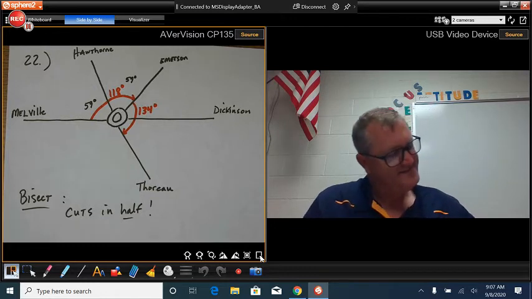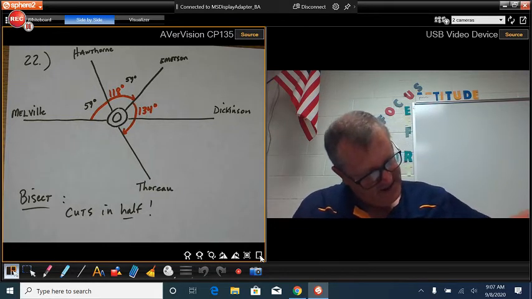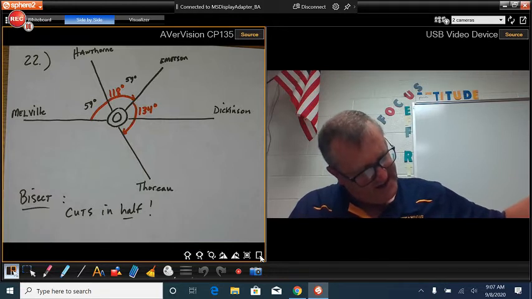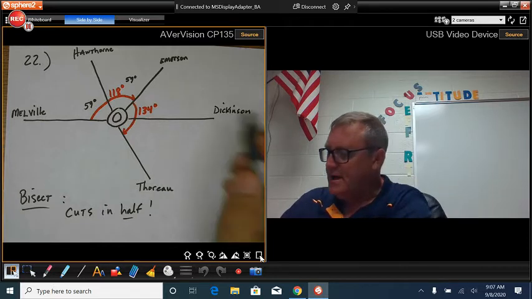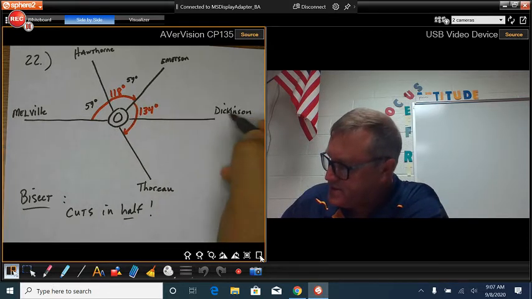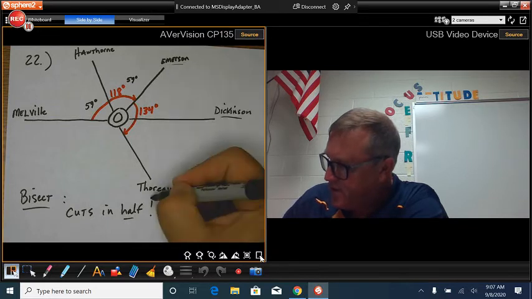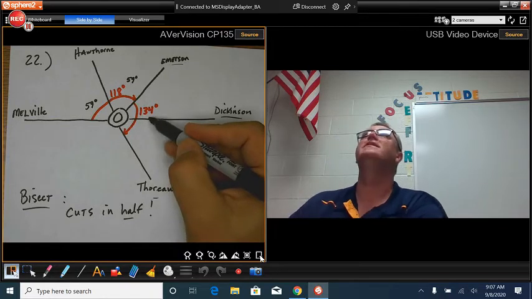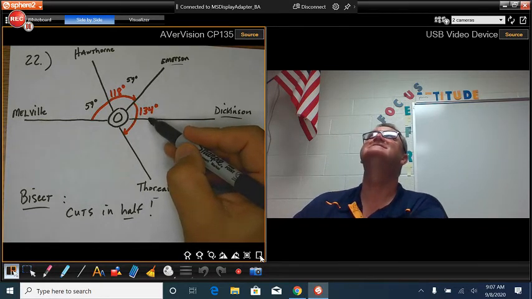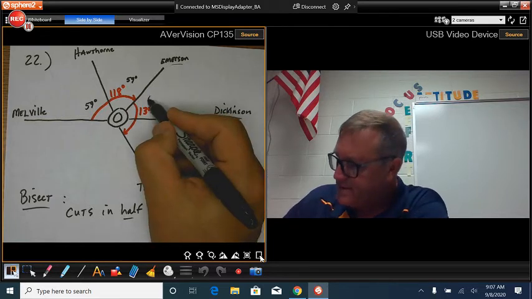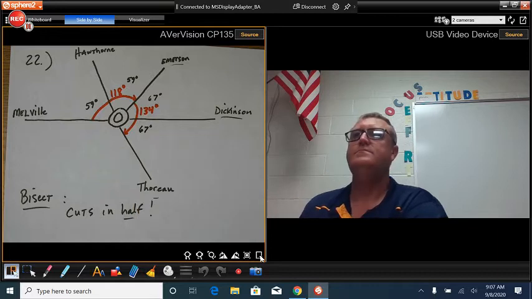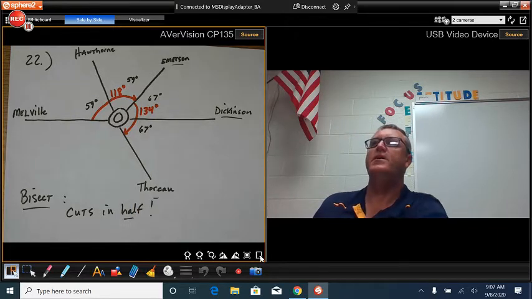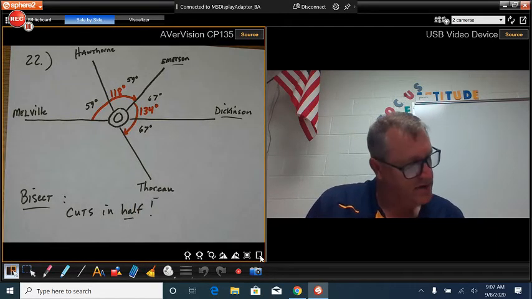What else we got? It says Dickinson Drive bisects the angle formed by Emerson and Thoreau. Okay, so that means half of this one. Dickinson's right here, and it bisects Emerson and Thoreau. Half of 134, what is that? 67, I agree. 67. Everyone good? Brown, you got it?